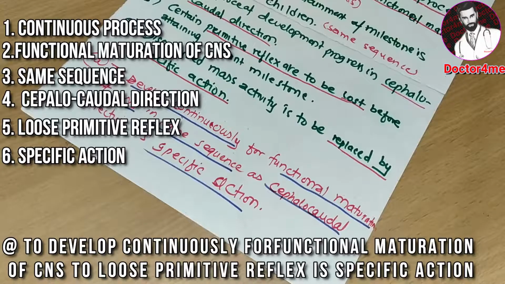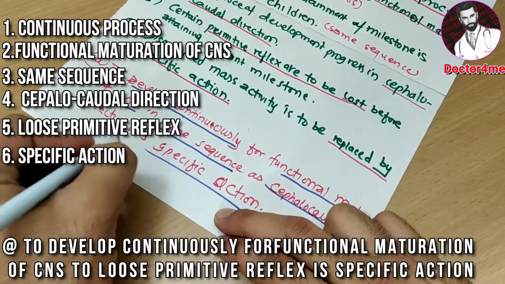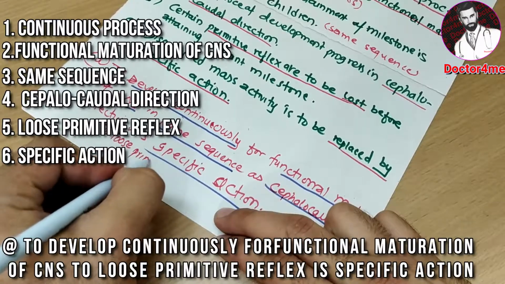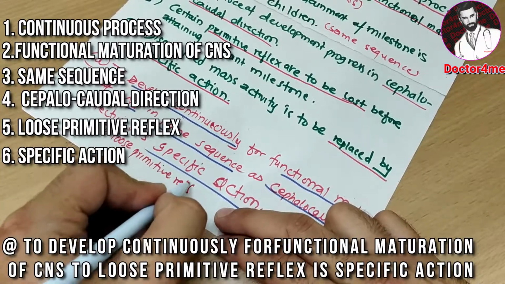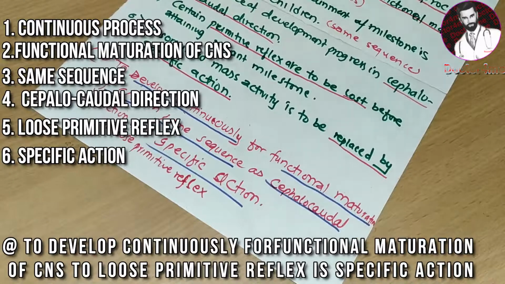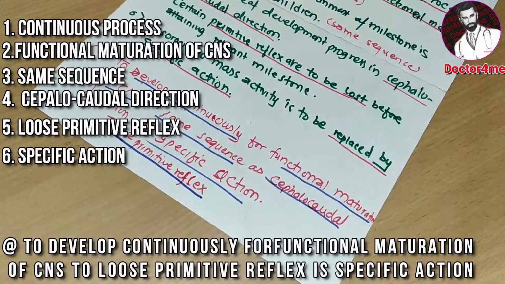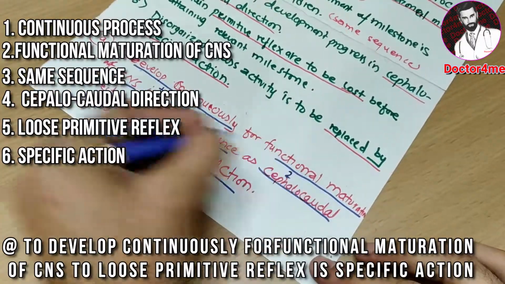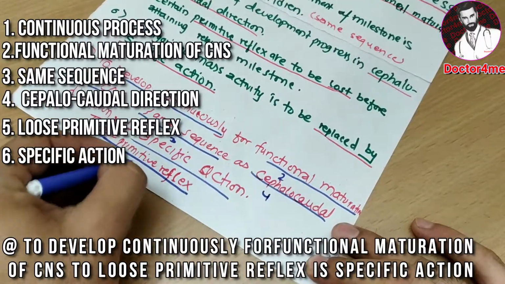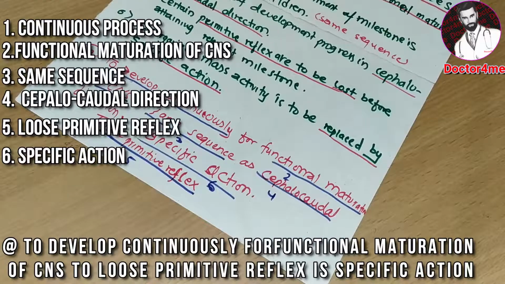Here one thing I missed, I think: to lose primitive reflex is specific action. 1, 2, 3, 4, 5, 6. To develop continuously for functional maturation of the central nervous system in same sequence as cephalocaudal direction, to lose primitive reflex is specific action.